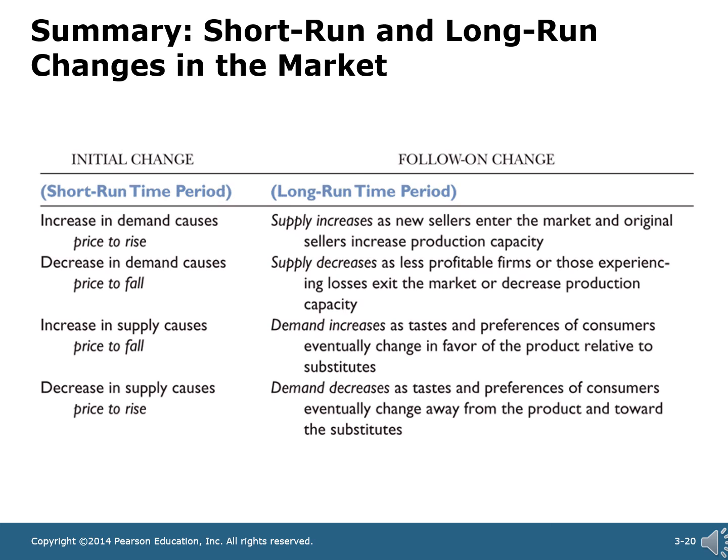Another example is an increase in supply causes prices to fall in the short run period. In the long run, eventually demand is going to increase as tastes and preferences of consumers eventually change, moving towards the product, this relatively cheaper product, compared to substitutes. So as the price falls, consumers are going to be willing in the long run to purchase more because it's relatively cheaper. And eventually that changes their tastes and preferences.